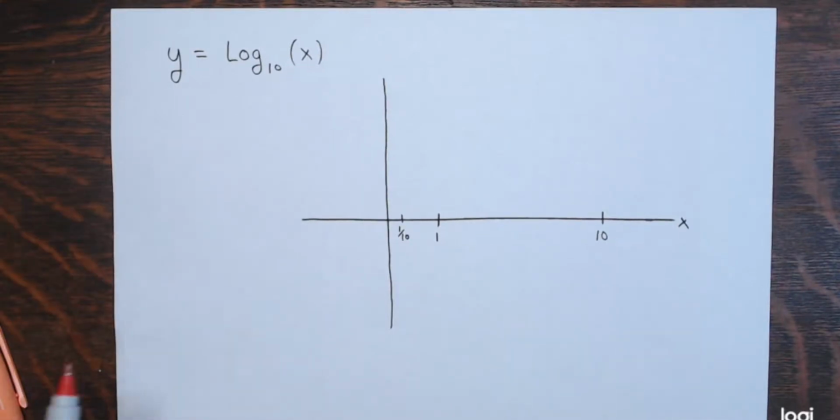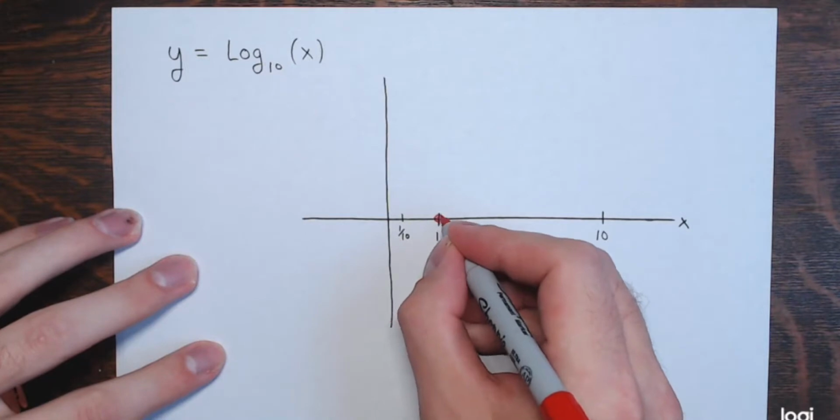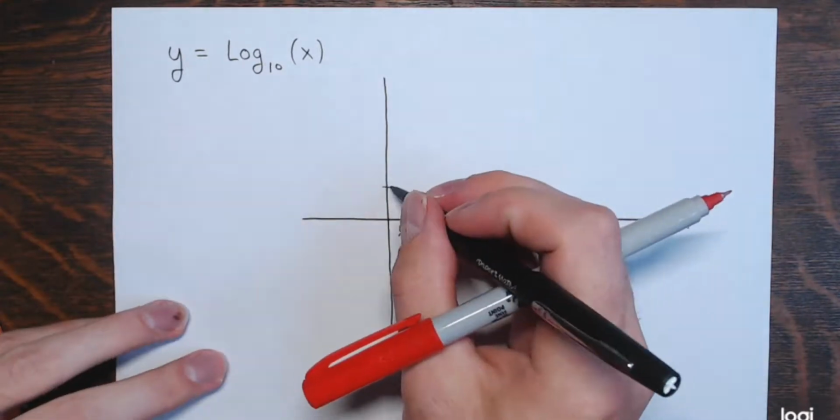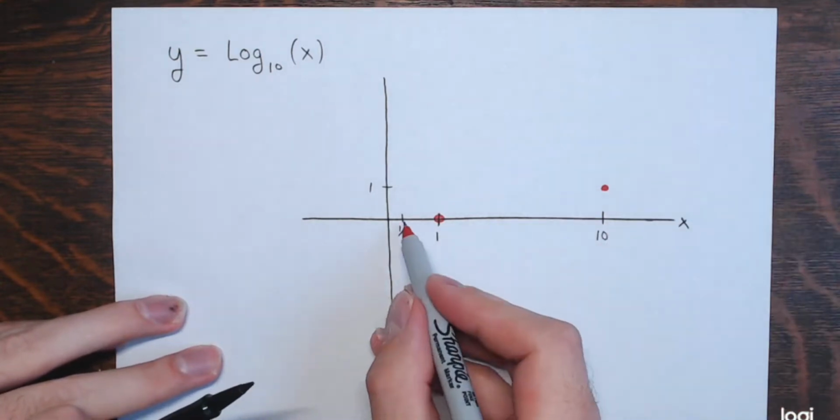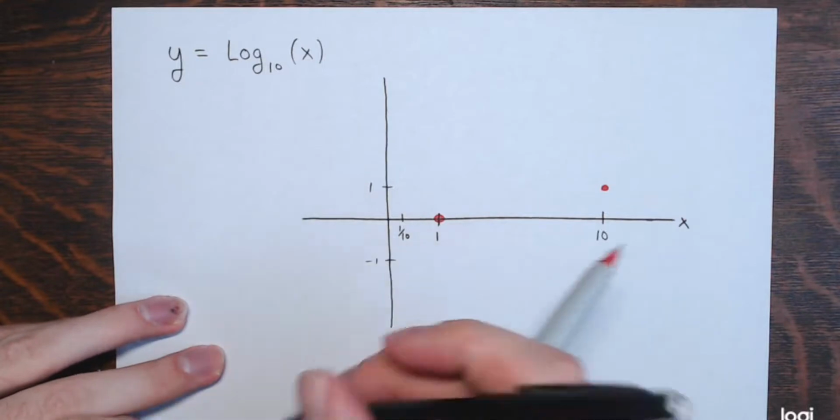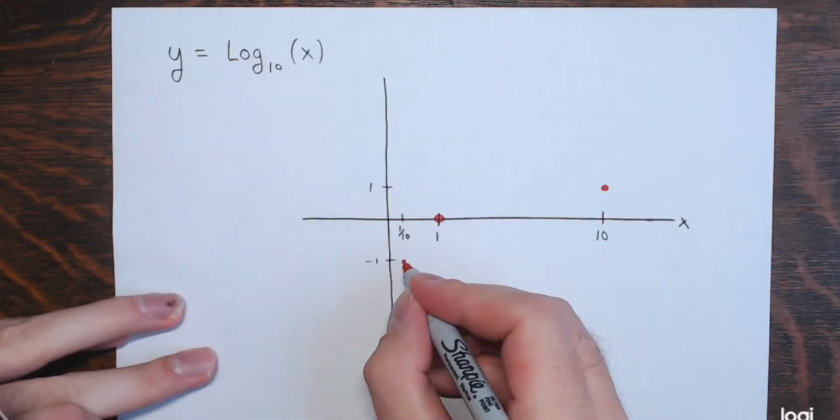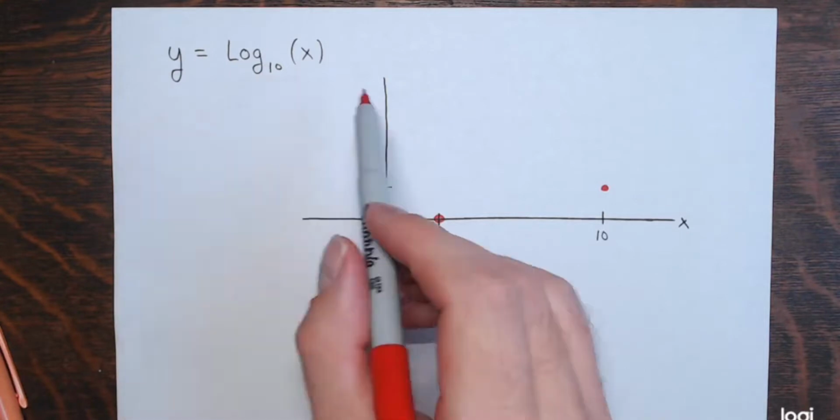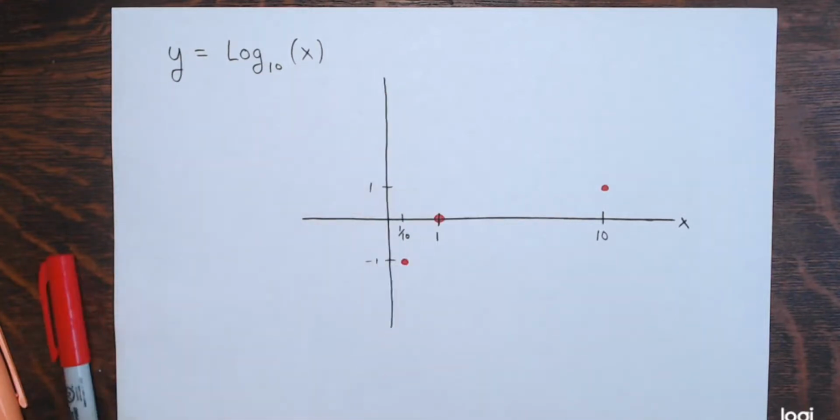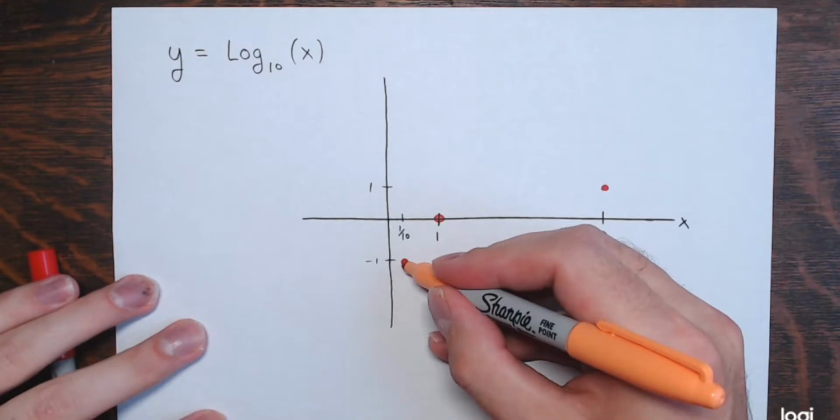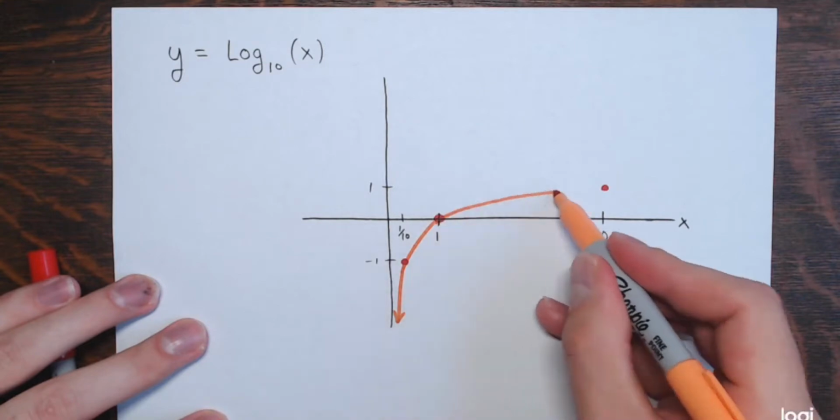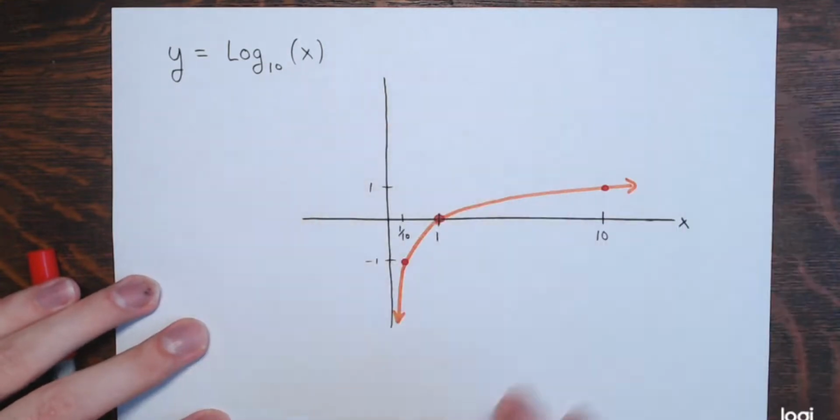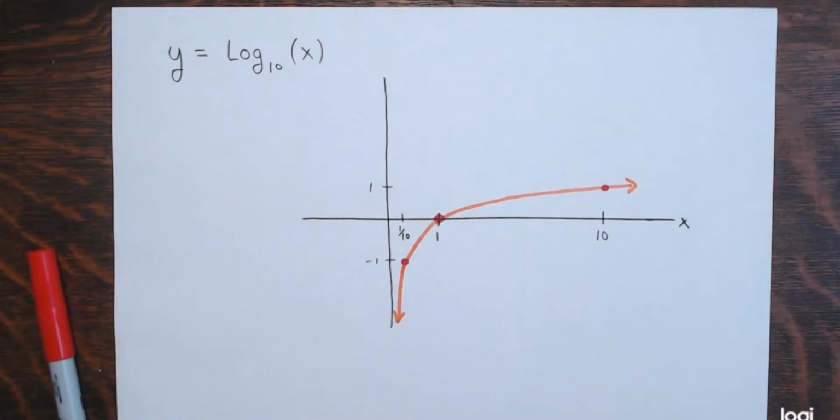The log base 10 of 1 would be 0. The log base 10 of 10 would be 1. So input 10, output 1. Log base 10 of 1/10 would be -1, since 10 to the -1 power is 1/10. And once again, this is a basic logarithmic function, so the y-axis is a vertical asymptote. So the graph will approach the y-axis but never actually touch it, and be kind of like an exponential function, but all to the right of the y-axis like this.